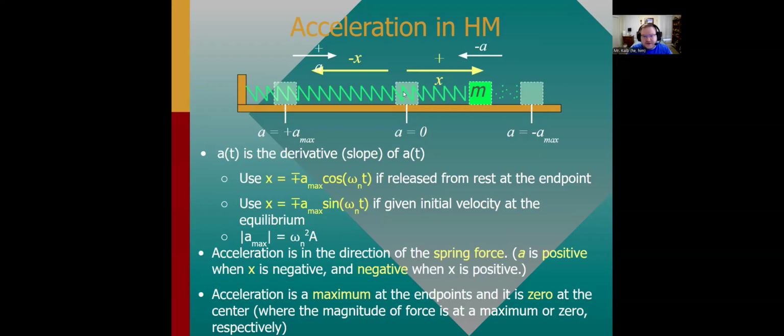Now, if the object's given an initial velocity at equilibrium, we want to use sine because sine starts at 0, and at equilibrium, this is where the forces are balanced. So at least for an instant, the acceleration would be 0, too. So acceleration is maximum at the endpoints and 0 at the center, and the maximum acceleration is omega n squared times A.